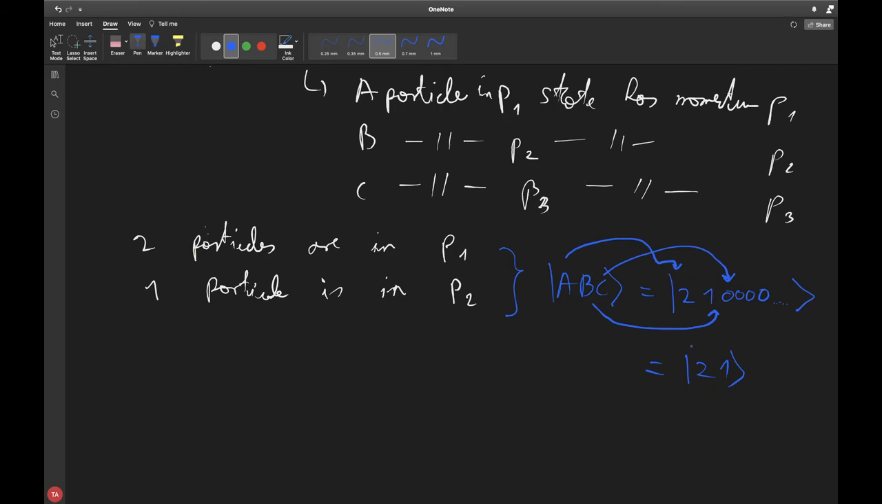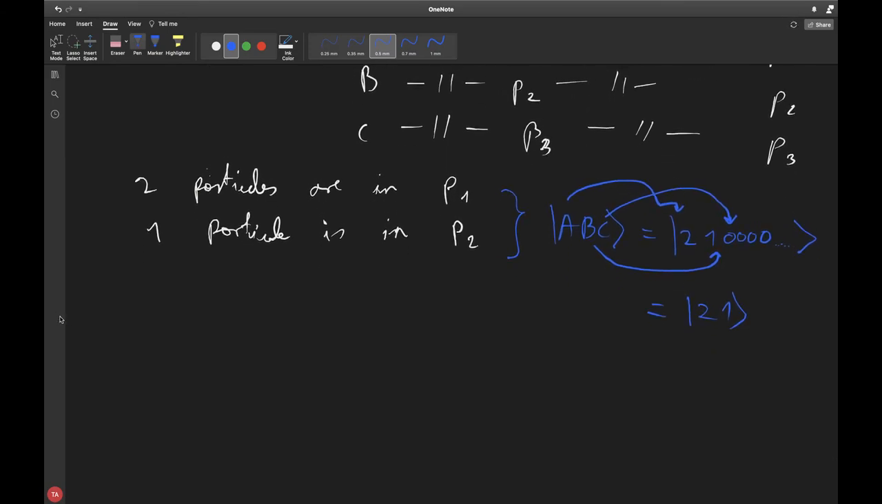So there is a special state again, the vacuum. Vacuum is the state when we have 0 in all the states. So that will still just look like this.